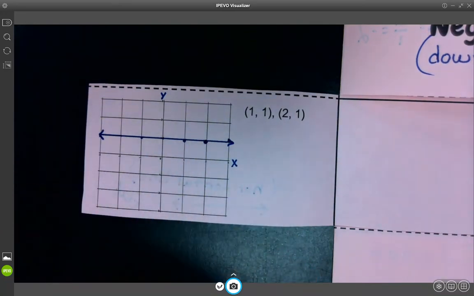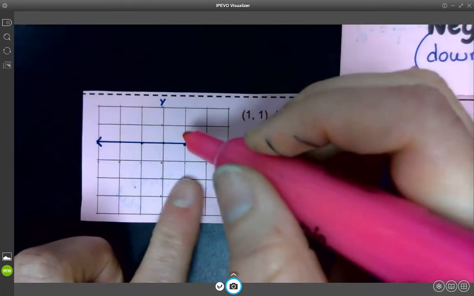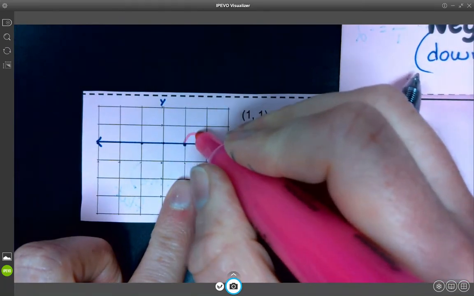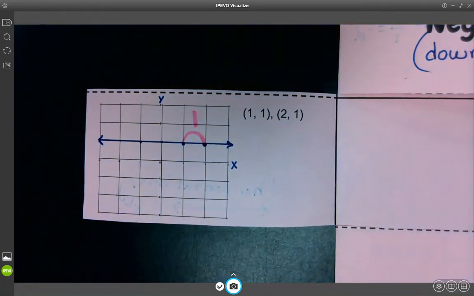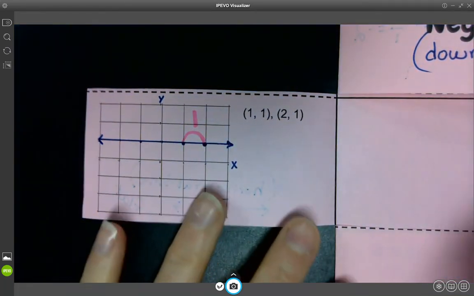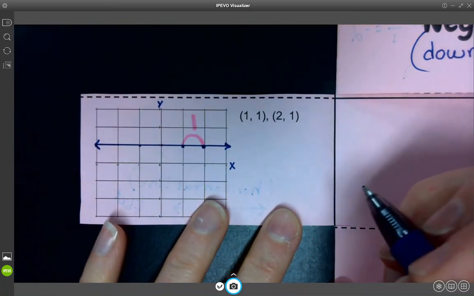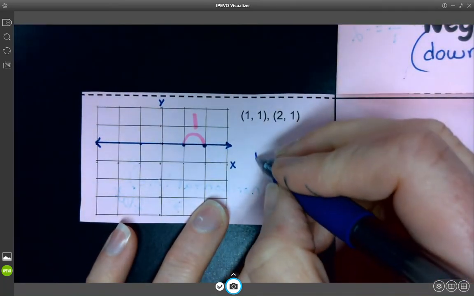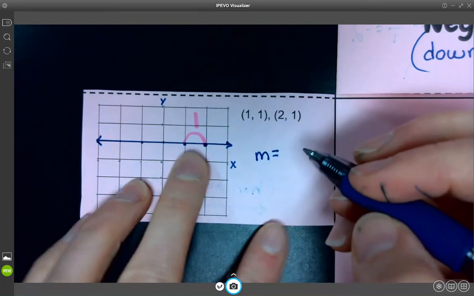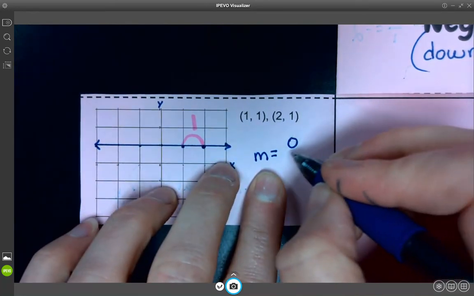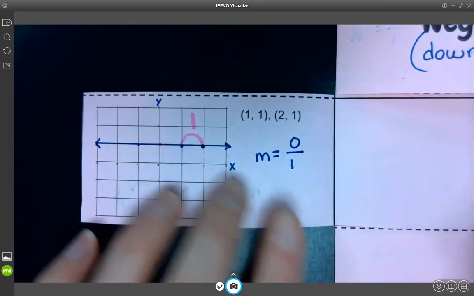So if we were to do rise and run, there is no rise, there's only a run. So I'm going to use my run color. So we just run 1. There was no rise. So our rise would be 0. That's what goes on top. Our run is 1.